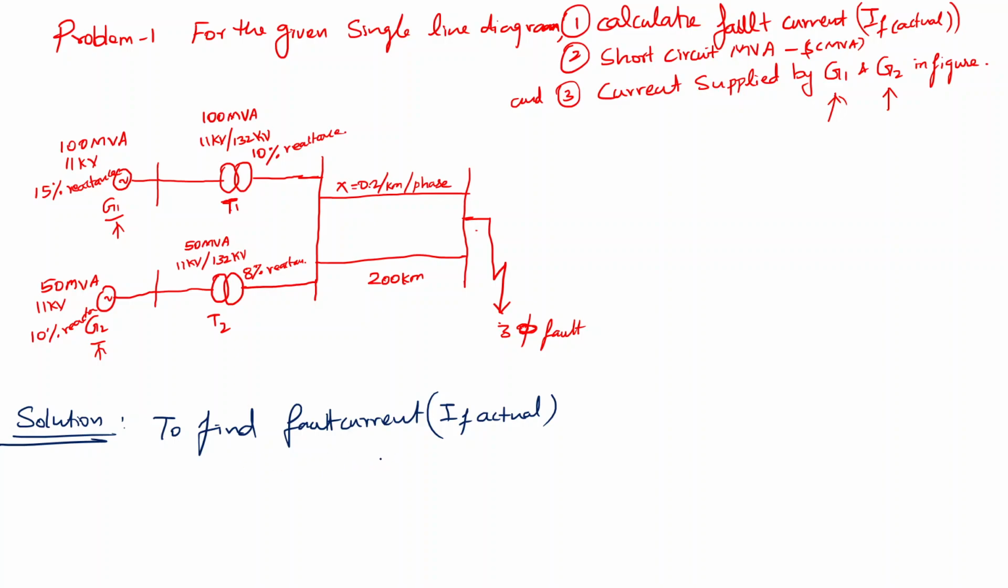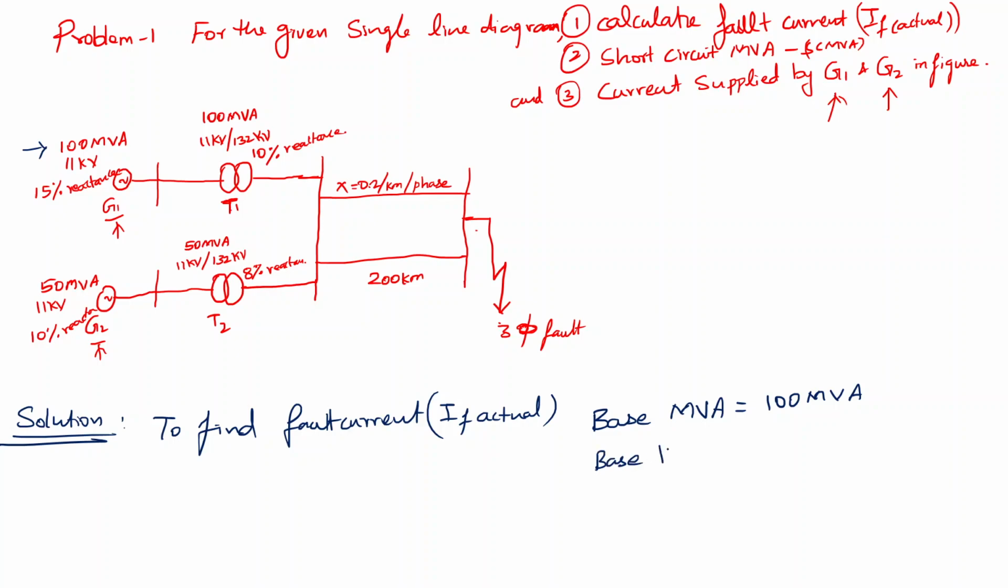Before going to this, the first thing is we need to assume the base values. What are the base values we need to assume? First one, base MVA. Base power we need to consider. Here you can see that the maximum MVA is 100. This is the maximum MVA, so we'll consider that as base for us. So 100 MVA. Always choose the maximum value as your base value.